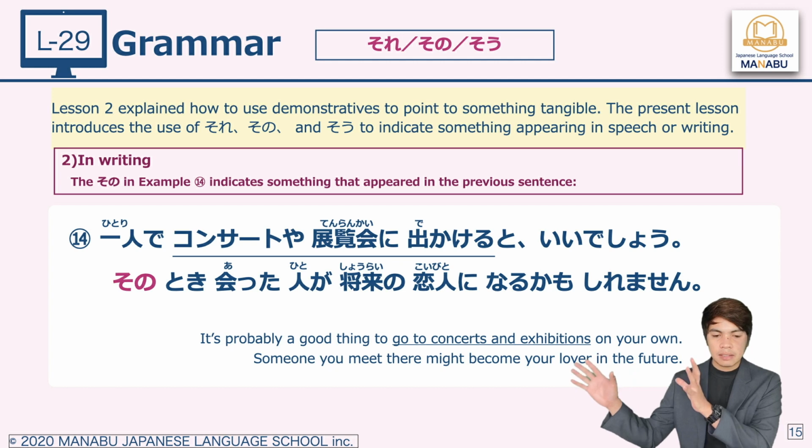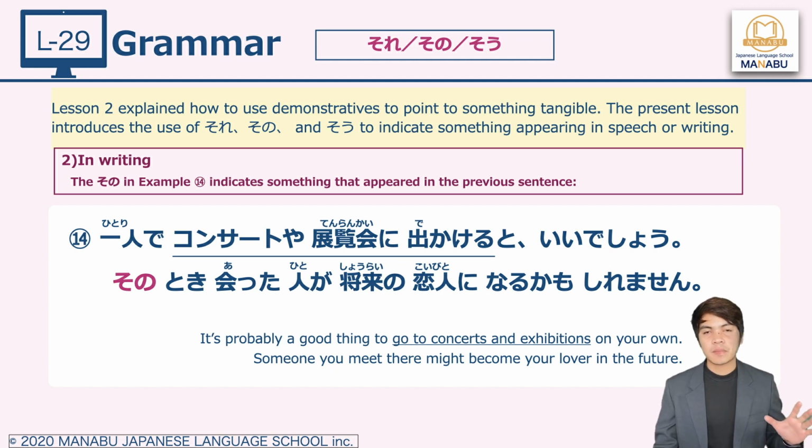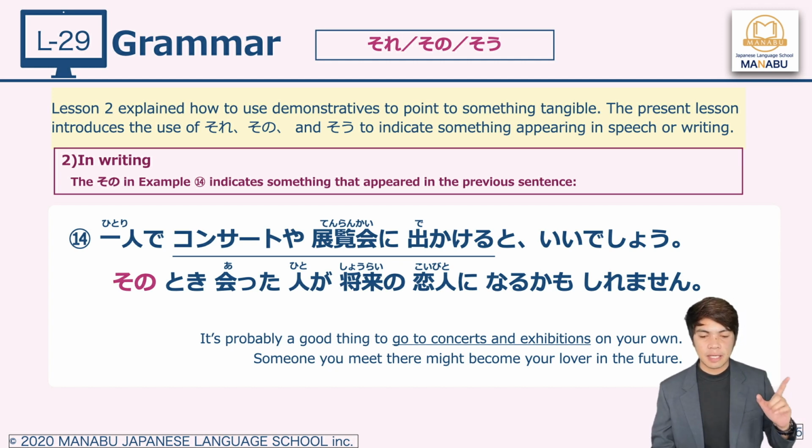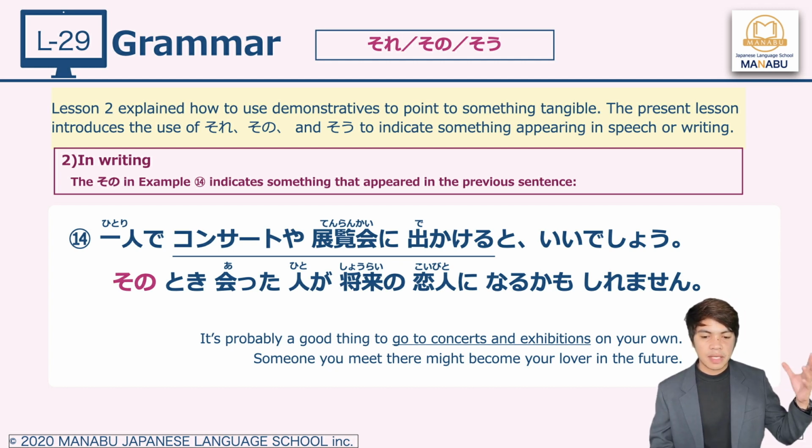So pointing to that sentence, sono toki, by that time, sono toki atta hito ga, the person you meet by that time, shourai no koibito ni narimasu, will become your lover in the future. Then naru kamo shirimasen, maybe, or might happen. So maybe it might become your lover in the future, the person you meet by that time.